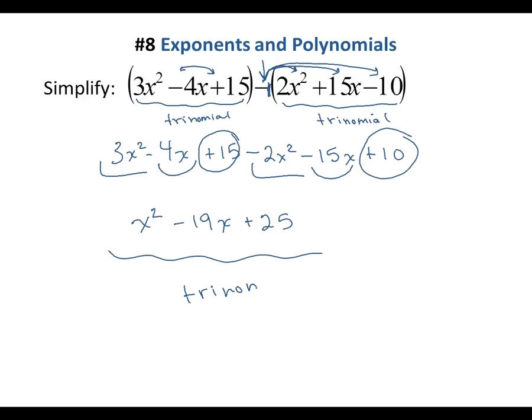Combine the like terms. I would do this in descending order. So you're going to look for the highest exponents first. Which ones are they? The 3x squared and the negative 2x squared. And when I put them together, what does that make? Just 1x squared. Good. Then what? Negative 4x and negative 15x make what? Negative 19x. All right, that leaves us with 15 and 10. Are they like terms? So what does that make? Plus 25. Excellent. And what kind of polynomial do I have at the end? Another trinomial. Good.